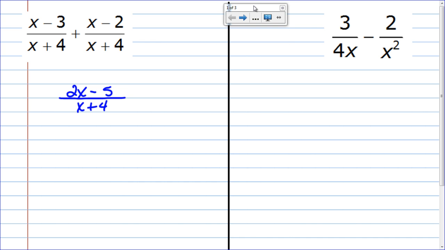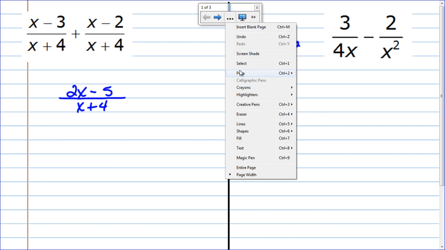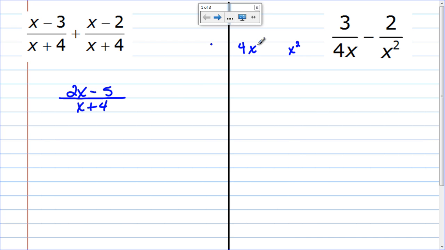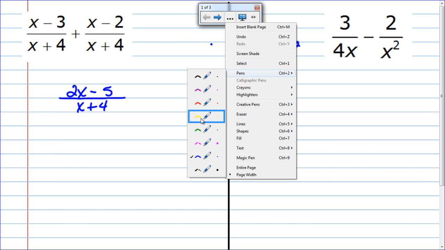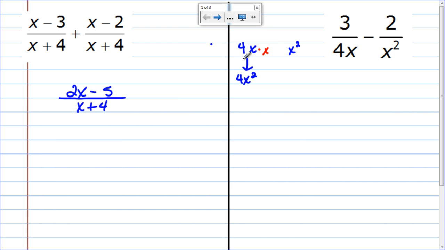So look at the second one over here. These do not have a common denominator, and so I'm going to have to decide what I need to make a common denominator. So I'm going to look at them. I have 4x and I have x squared. Well, I need for this 4x here to end up with an x squared as part of its denominator, because that's the only way they're going to look alike. I've got to make them look the same. So I need to take this 4x and turn it into a 4x squared. And the only way to do that is to multiply it by x. That way I end up with 4 times x, which is 4x squared.